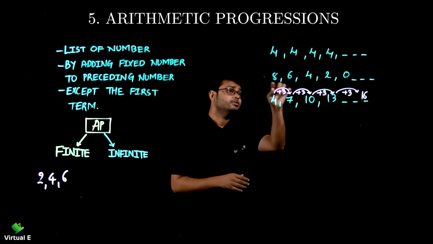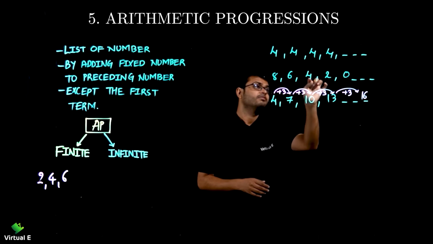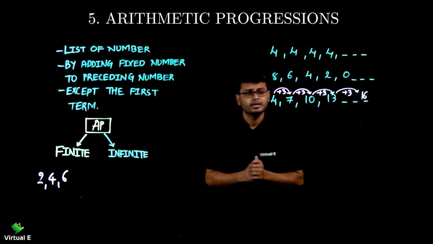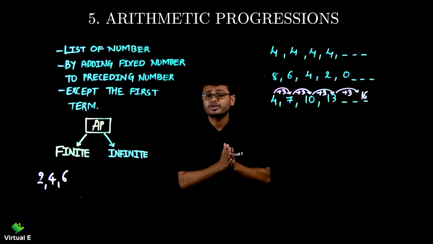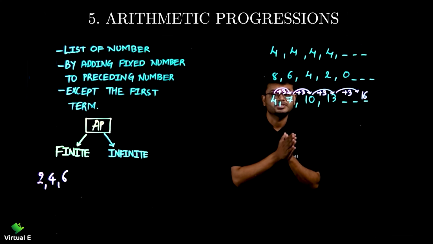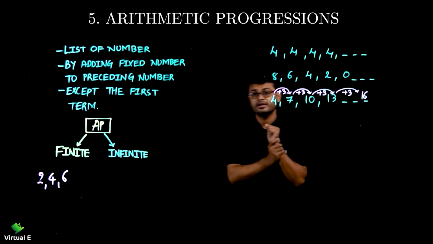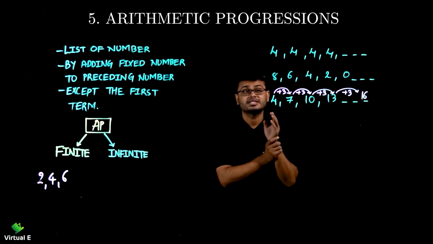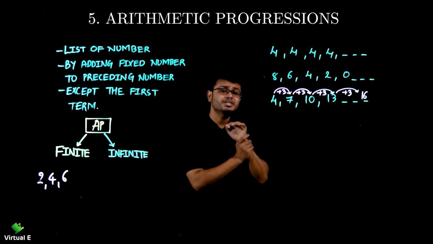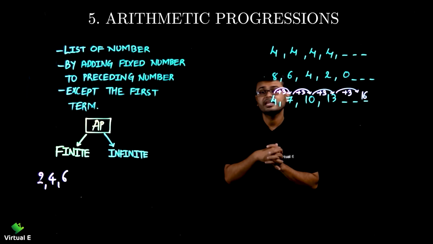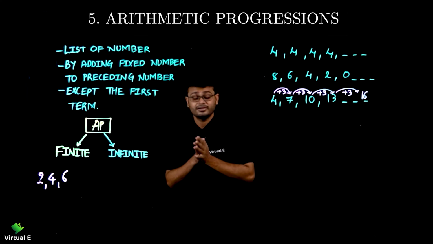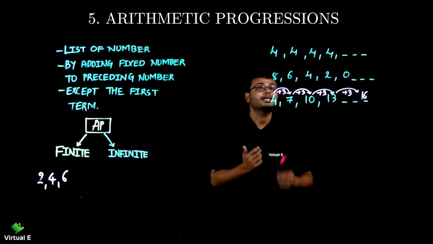Now let's talk about this one. 8, 6, 4, 2, 0. Now what is the difference between these two lists of numbers? Here we are doing plus 3, plus 3, plus 3, increasing. But in this case, the numbers 8 and 6 are decreasing. So you must be thinking we are not adding anything, right? So let's talk about that as well.